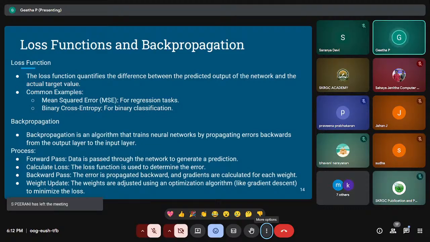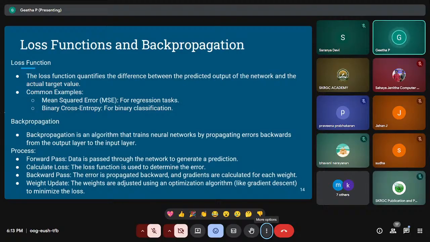Imagine that we are teaching a robot to throw a ball into a basket. Every time it throws, you can check how far it missed. That is the loss. Then we can tell it how to correct itself next time. That is back propagation. So this is the difference: the loss function is how wrong the model is, and back propagation tells the model how to fix that mistake by adjusting the neuron weights.